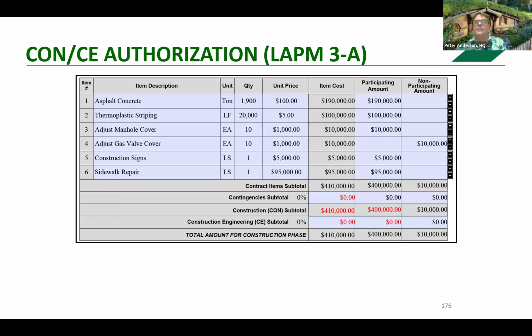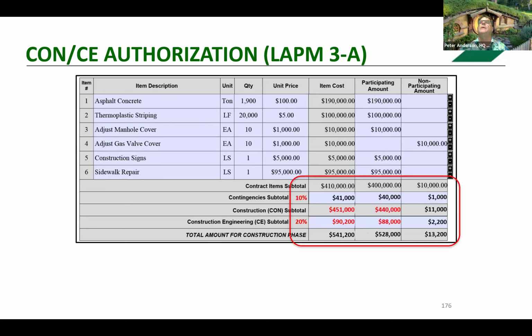So back onto this. We need to add contingencies and construction engineering. From our right-of-way cert, we have the gas valve, which is non-participating. So we just throw in a contingency, typically 10%. Now, construction engineering, we have a ballpark of 15%. It's just to show you can go over it.